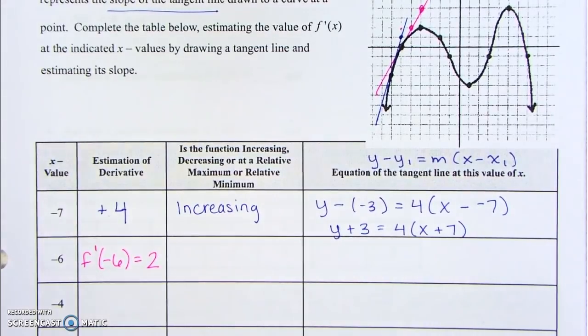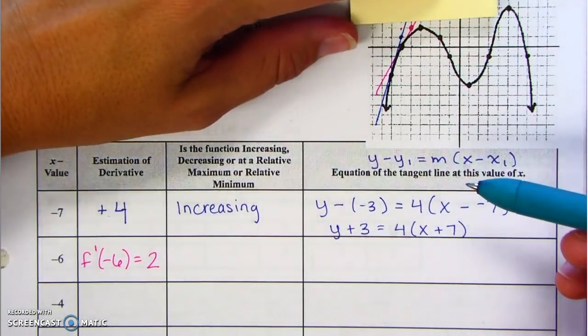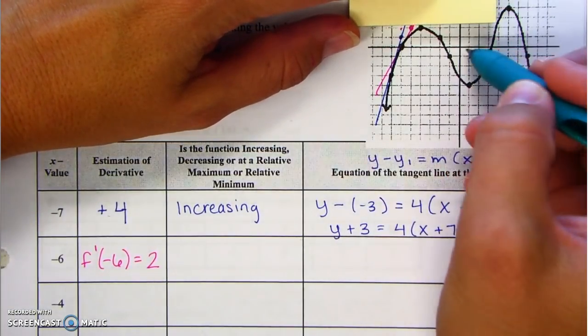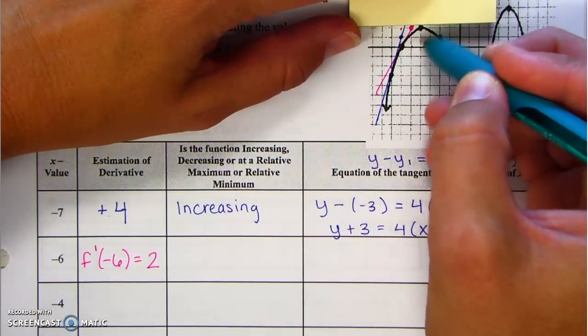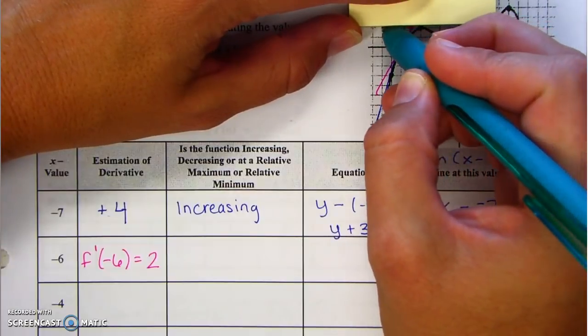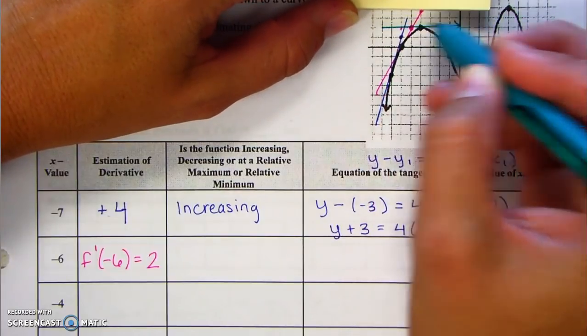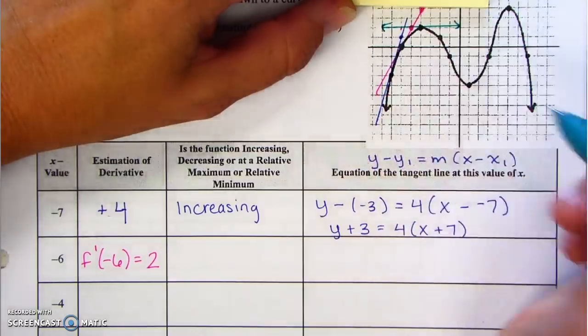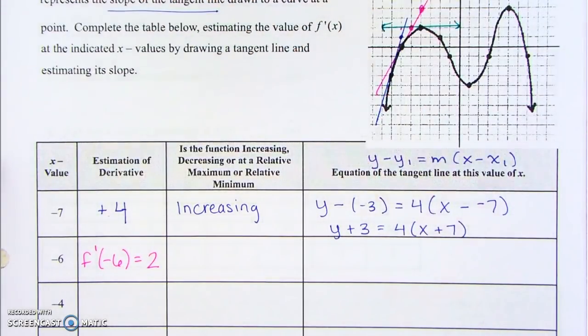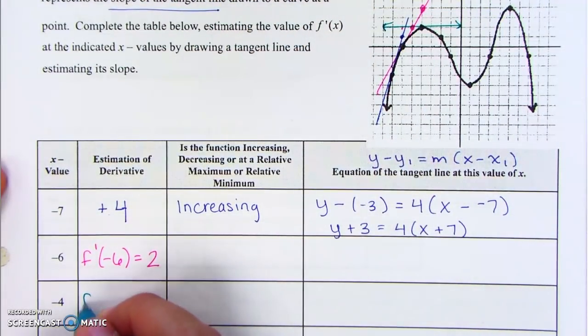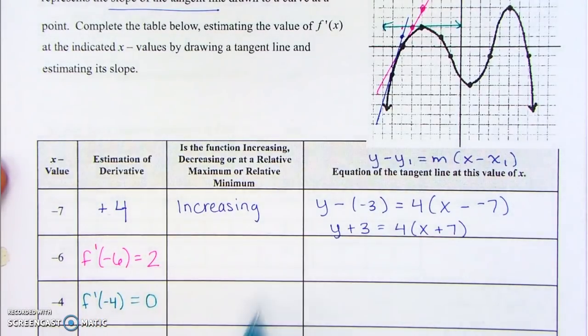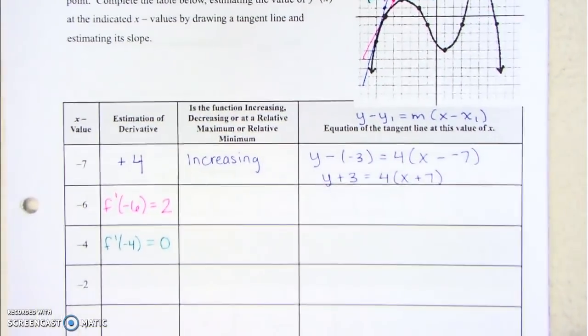All right, so next, -4. Do you all agree we're at 1, 2, 3, 4? And this is at a maximum. So this tangent line is actually a horizontal line. And what's the slope of a horizontal line? That slope is 0. So that's actually going to be a maximum. That's what you're going to write there.